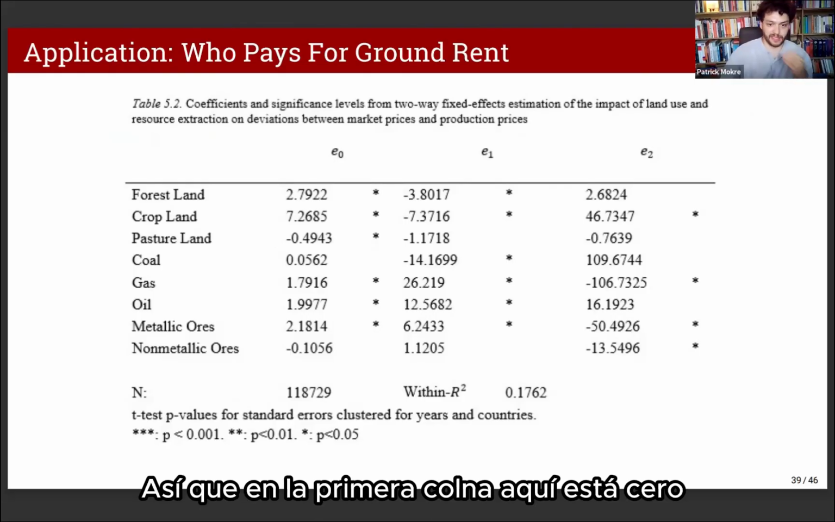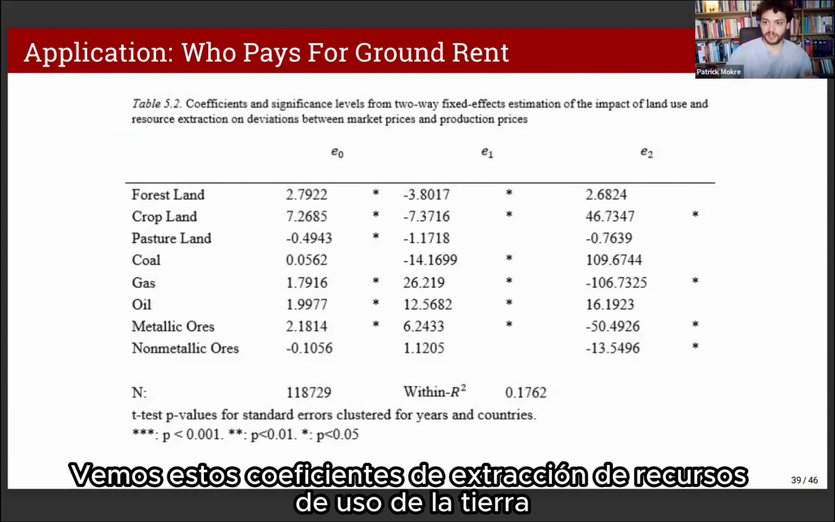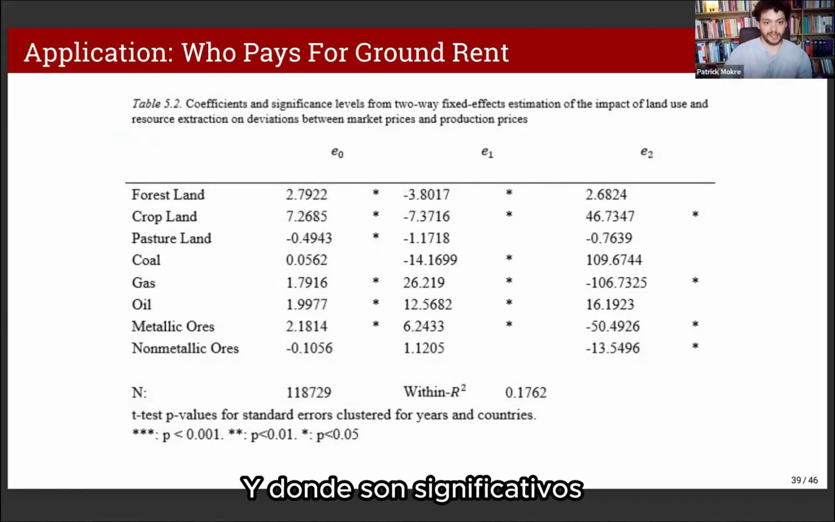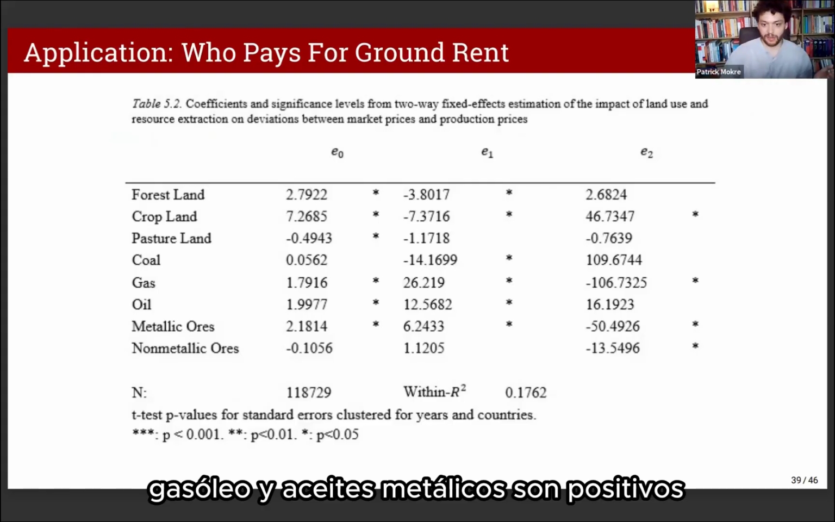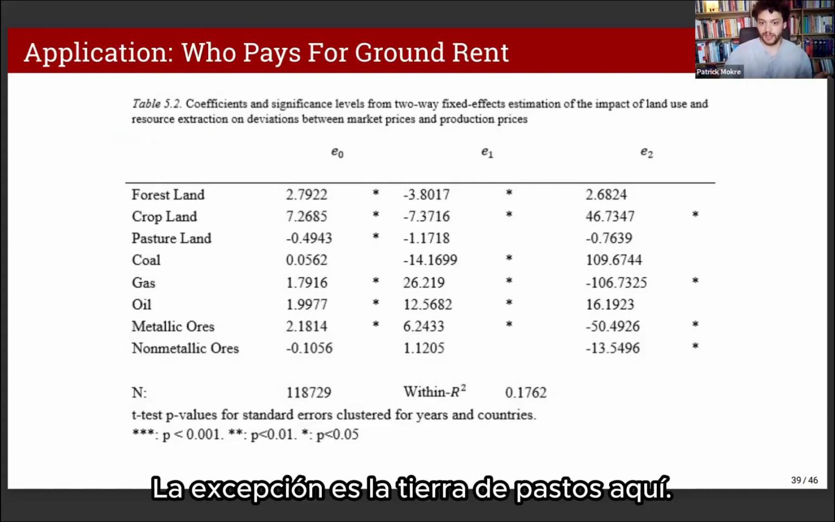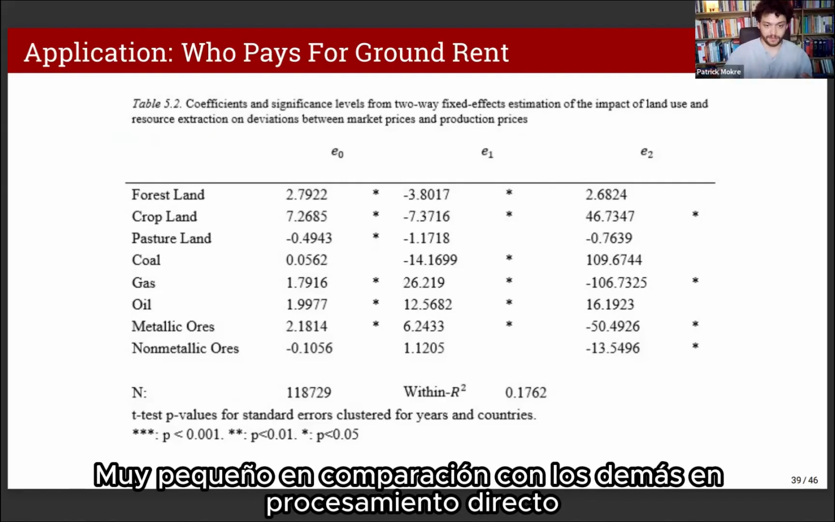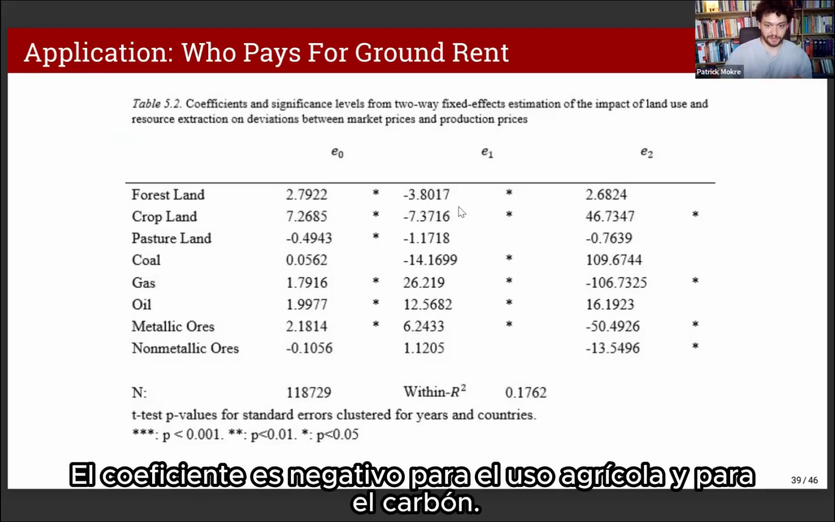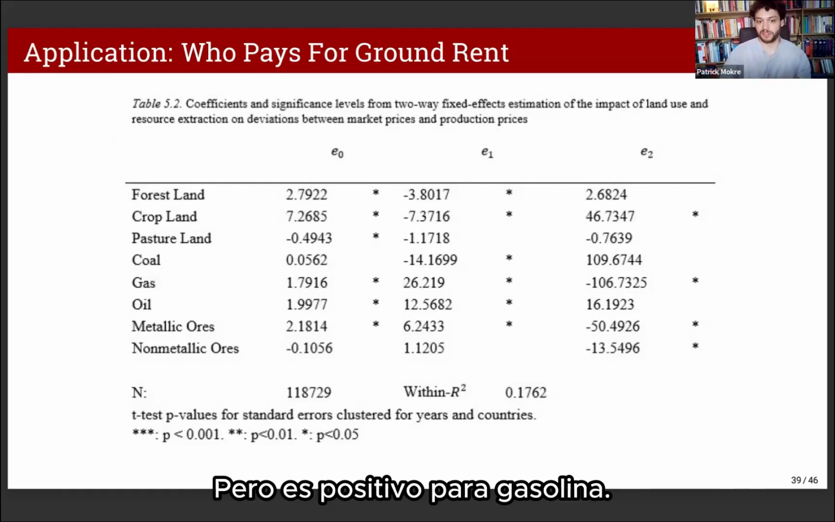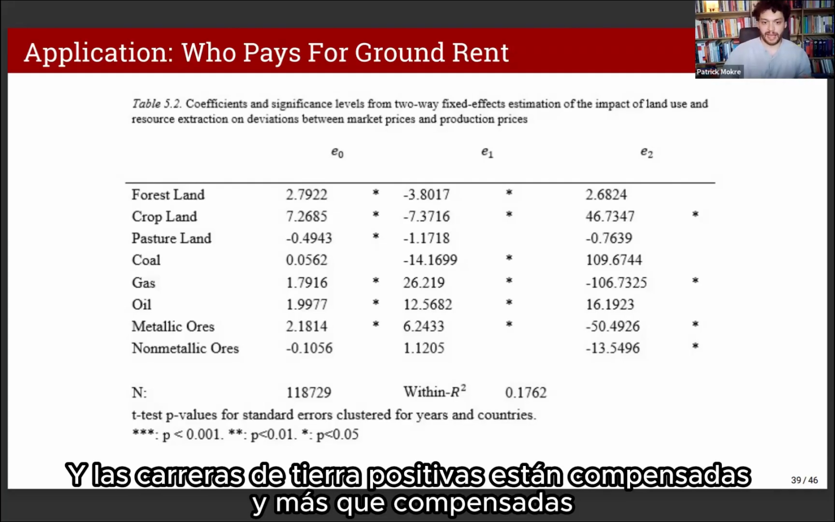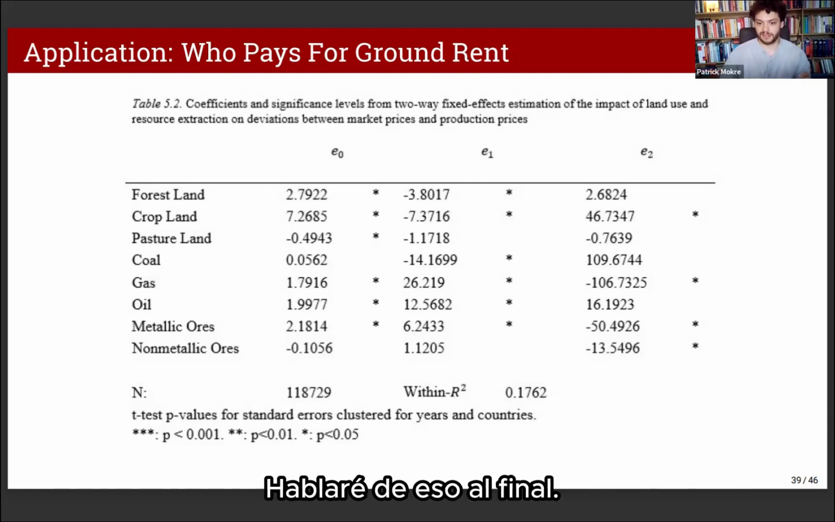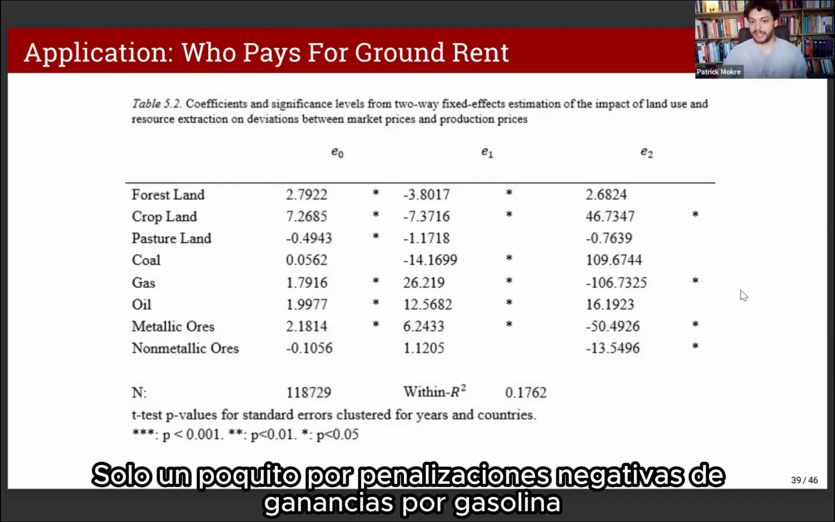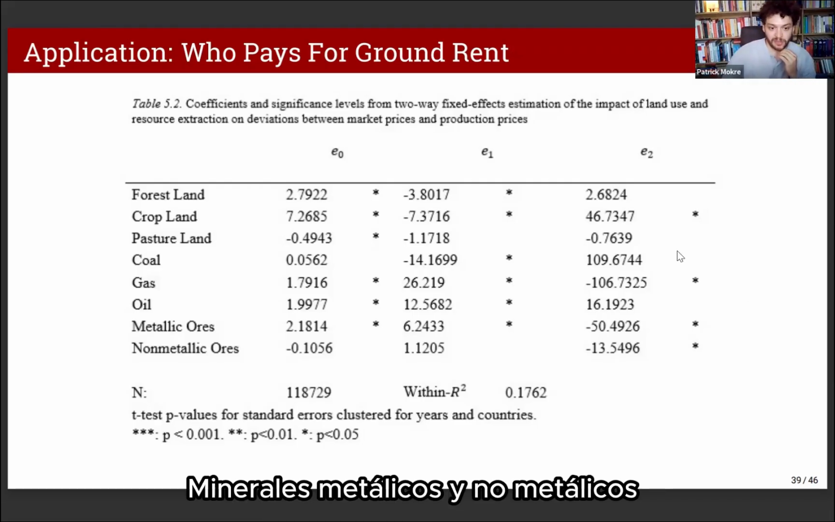So in the first column here is E0. We see these land use resource extraction coefficients and where they are significant, and that is for forest land, cropland, gas, oil, and metallic ores. They're positive. The exception is pasture land here, where it is negative but very, very small as compared to the others. In direct processing, so that's the second column, the coefficient is negative for agricultural use and for coal, but it's positive for gas, oil, and metallic ores. And positive ground rents are offset and more than offset, I will speak about it in the end just a tiny bit, by negative profit penalties for gas, metal, and non-metallic ores.